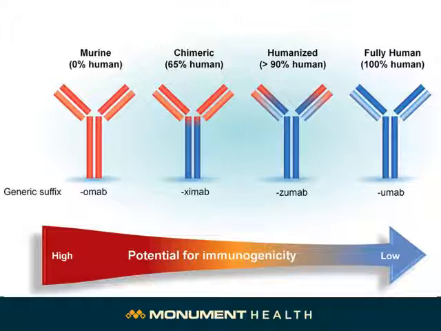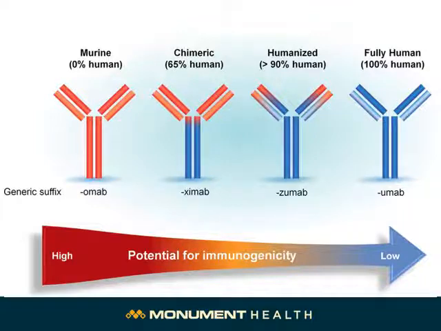And then when you get down to chimeric, you've got a little more human structure involved, about 65%. Humanized, you've got greater than 90% human structure. And then if you get down to the fully human, it's 100%. And what's interesting is when you look at these names, these suffixes break off: omab, you're thinking murine; chimeric, ximab; humanized, zumab; human, umab. So just looking at the drug name, you can discern how likely someone is to possibly react to that specific agent.